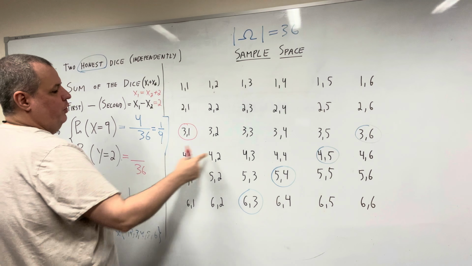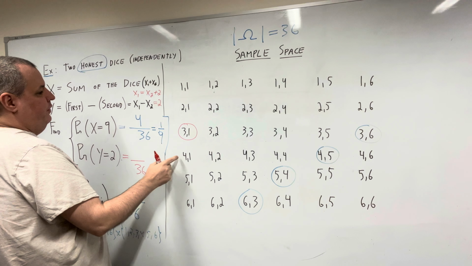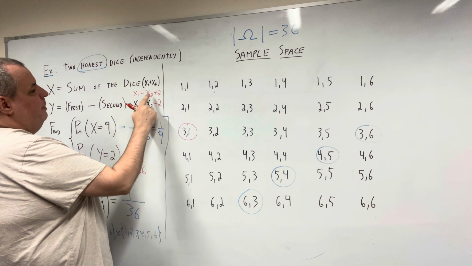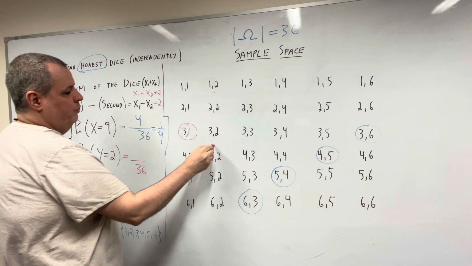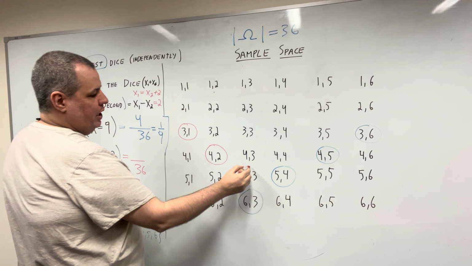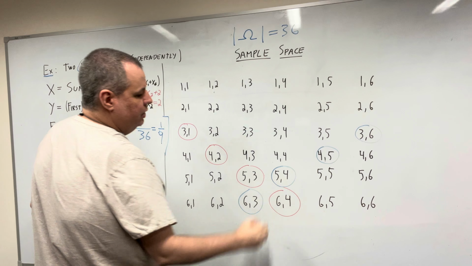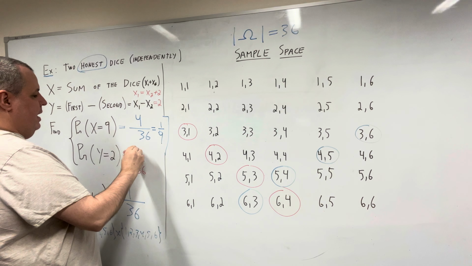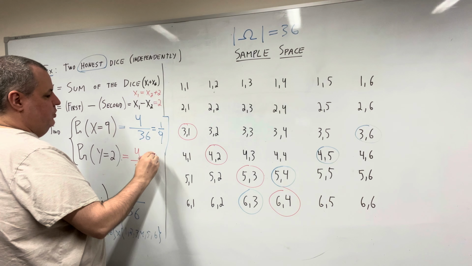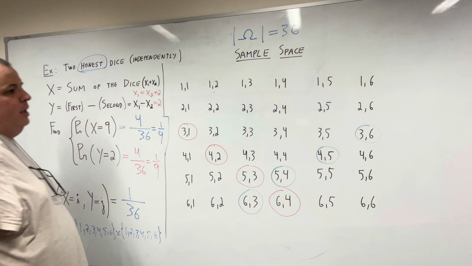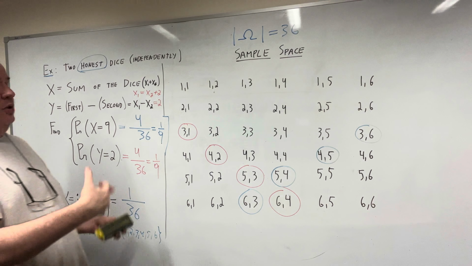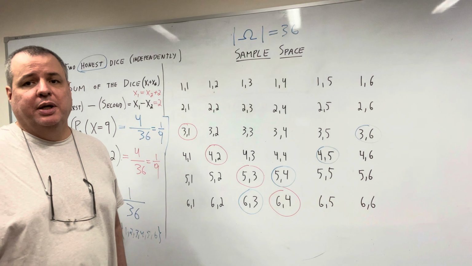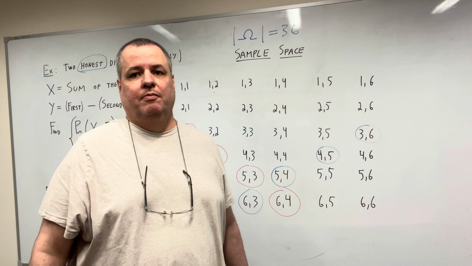How about in this row here? If my first number is 4, my second number has to be 2. And you can check those are the possibilities, right? Again, I have 4 possibilities, 1/9. And with this technique, I can solve much more complicated problems even, okay?